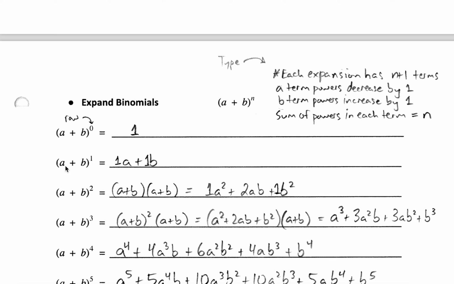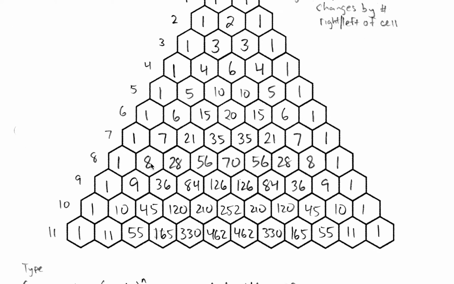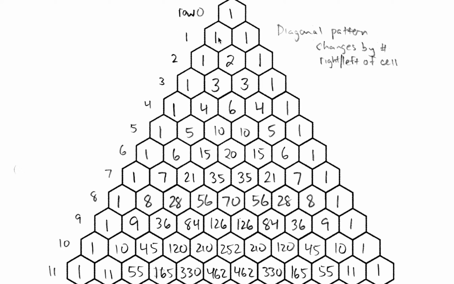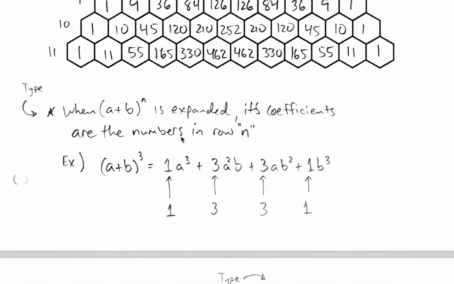If we take the quantity a plus b and raise it to the first power, well, that's just going to be itself. So we have coefficients of 1 and 1 corresponding with that row 1, where we had 1 and 1 in those cells.